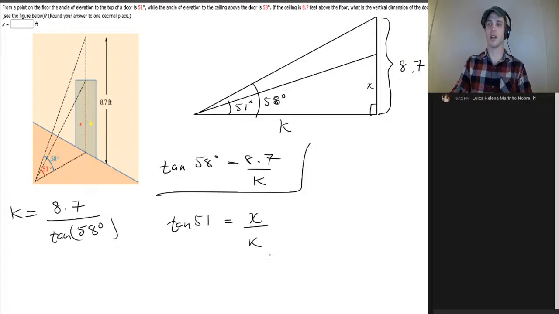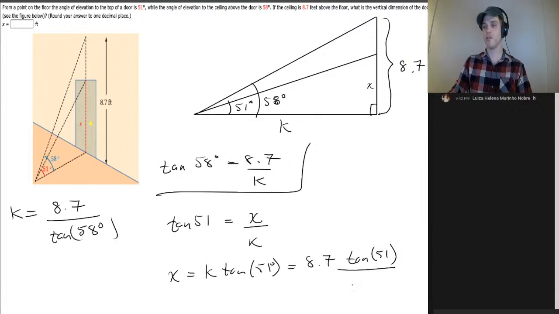Then I can do the same thing. I want to solve for x. I'm going to multiply both sides by k. I know k. It's important to realize that. So x is equal to k times the tangent of 51 degrees. Then I'm going to substitute back in my k. 8.7 times the tangent of 51 divided by the tangent of 58. And this is what will go in my calculator.